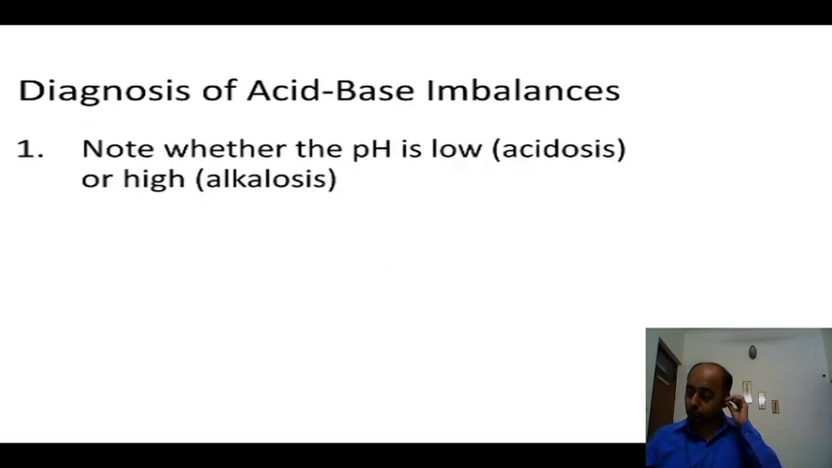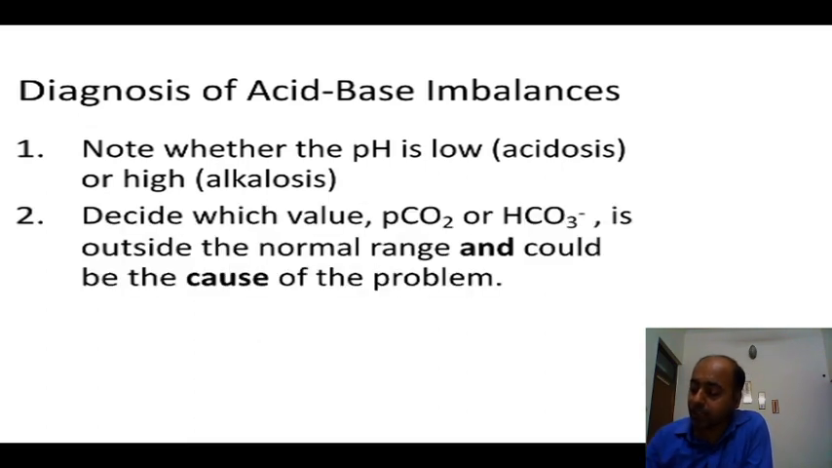All right. So we had said the three parameters that we use: the pH, the CO2 level, and the bicarbonate level. The pH will tell you whether we are looking at acidosis or alkalosis. So first look at the pH, so you know whether it is acidosis or alkalosis, and then look at the pCO2 and the bicarbonate values.